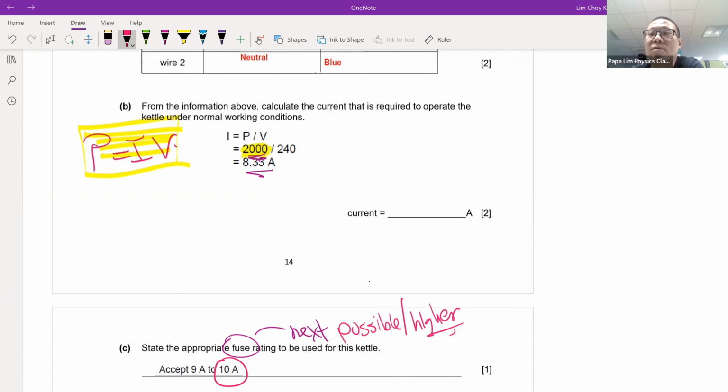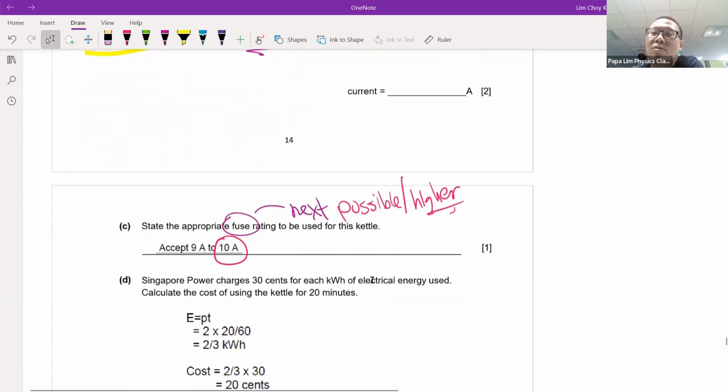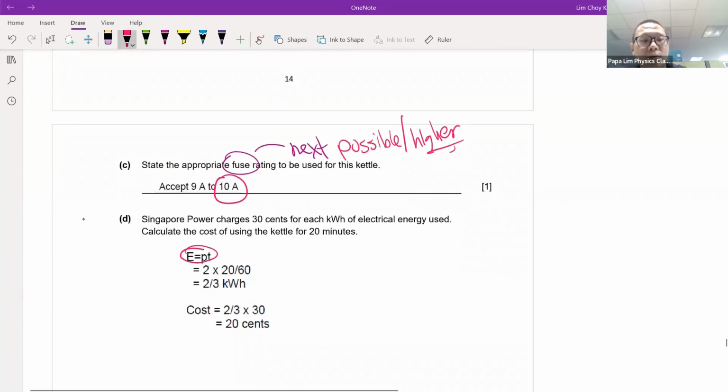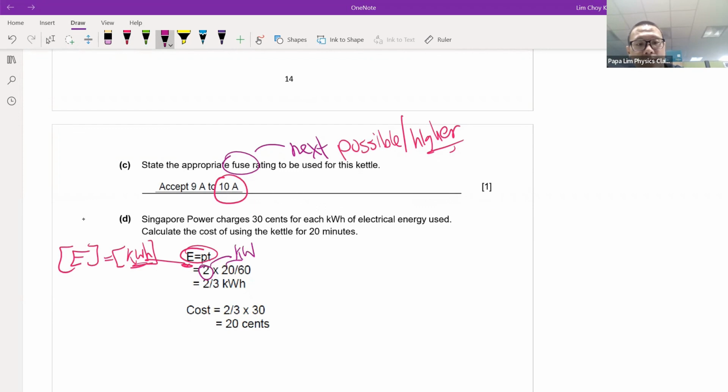But if you look at the textbook, the commonly available rating is actually 10A. Then same thing, like I mentioned before, the SI unit. Now I deal with the formula energy equals power times time. But here I'm looking at energy in terms of costing, which means the unit for energy has to be in kilowatt hour. So my power has to be in kilowatt, and my time has to be in hour. I purposely change them to these two units, which are non-SI units.